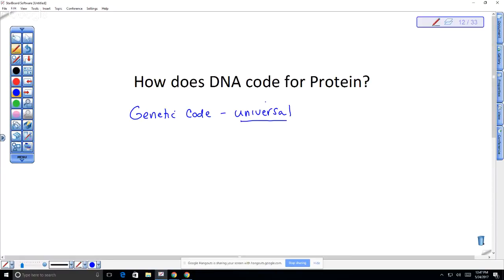So the genetic code, remember, is in the sequences of DNA. So the sequence of nitrogenous bases is what is important.